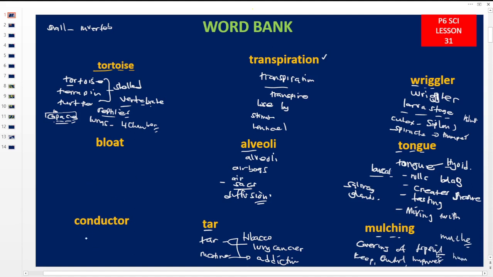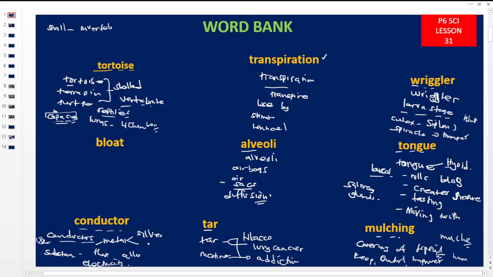Okay, we have this other word, conductor. Leave alone these conductors. Some members now are conductors. No, not those people who collect money as fares in the taxis and buses. Now this one, in science, it means a substance or a material that can allow electricity or heat to pass through it. For example, metals, and the best conductor is silver.